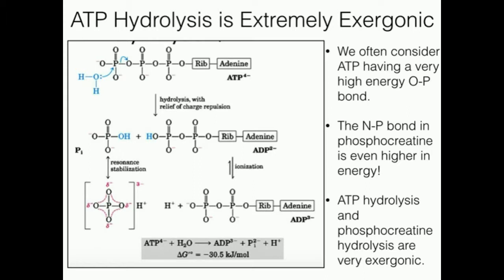In fact, at equilibrium, the Gibbs free energy is negative 30.5 kilojoules per mole. That's a whopping exergonic reaction. We release a lot of free energy doing that. Part of the reason for that is that this phosphate anion is resonance stabilized, and also we have in general an increase in entropy because we're breaking apart ATP into ADP and phosphate.